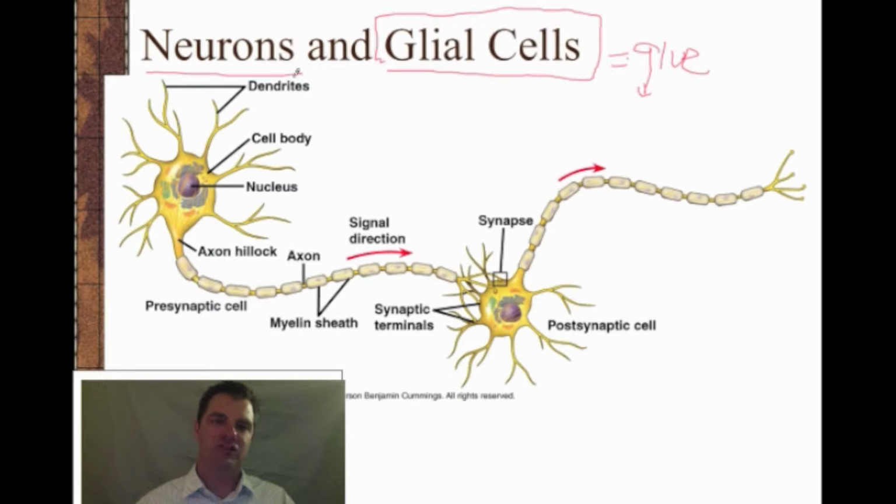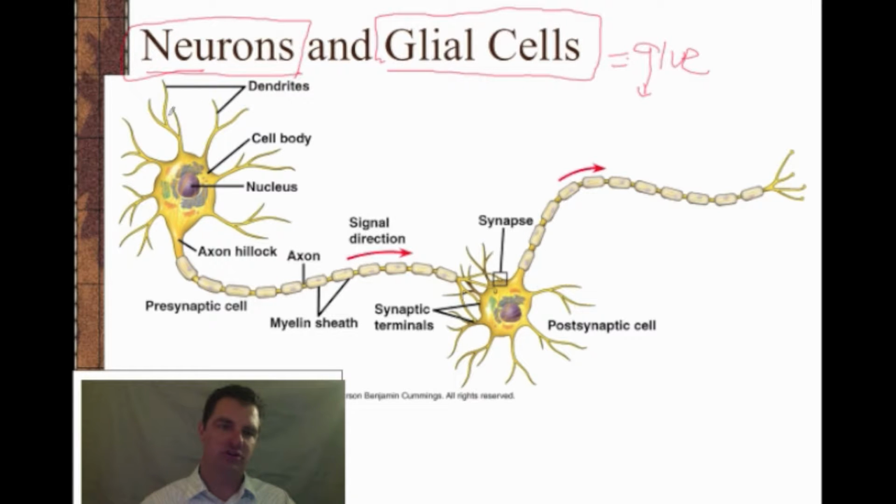And then at a functional level, we're mainly going to talk about the neurons because those are the ones that actually send and receive the impulses. So a neuron is essentially a cell. It's a single cell, and it's an odd-shaped cell.